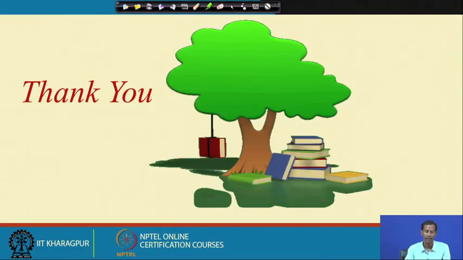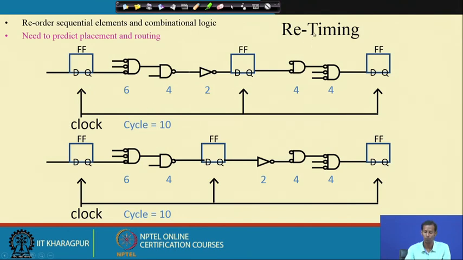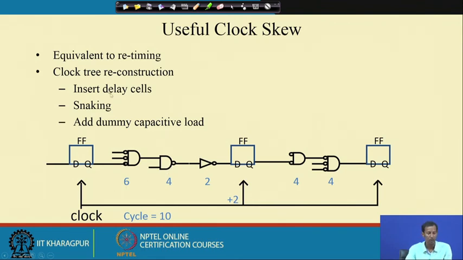So, in the previous case we used retiming, that is reordering or changing the position of the flip flop, making the delay on both sides the same, which is 10. In this particular case, we intentionally added a clock skew of 2 units of time to make the clock cycle 10 units of time. How can we do this? We can increase the clock skew, we can insert a delay cell, or we can add some dummy capacitive load to introduce clock skew in this particular path. These are the techniques by which we avoid the violation.